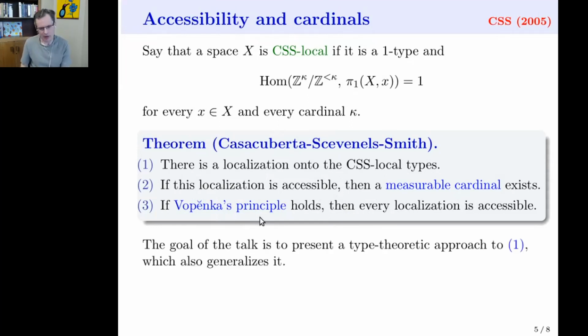Okay, so what I'm going to do in the talk is mainly talk about the first point here. Try to reconstruct what they've done to do this localization, and at the same time both simplifying it and generalizing it.